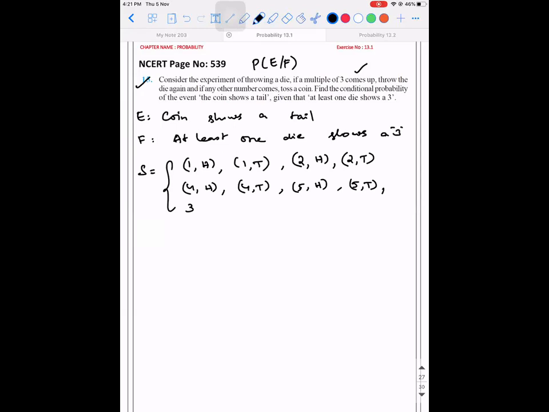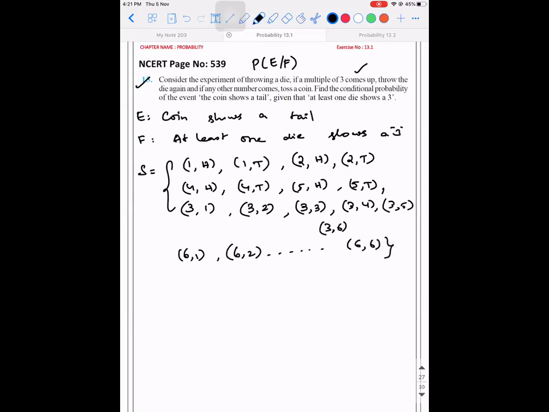Am I right? Now tell me what will happen if 3 is rolled. If 3 is rolled, you will again roll a die. When you roll a die, what are all the possible outcomes? 3 comma 1 is possible, 3 comma 2, 3 comma 3, 3 comma 4, 3 comma 5, and 3 comma 6 are possible. Similarly, 6 comma 1, 6 comma 2, and so on till 6 comma 6. Guys, am I clear? So how many elements are there?